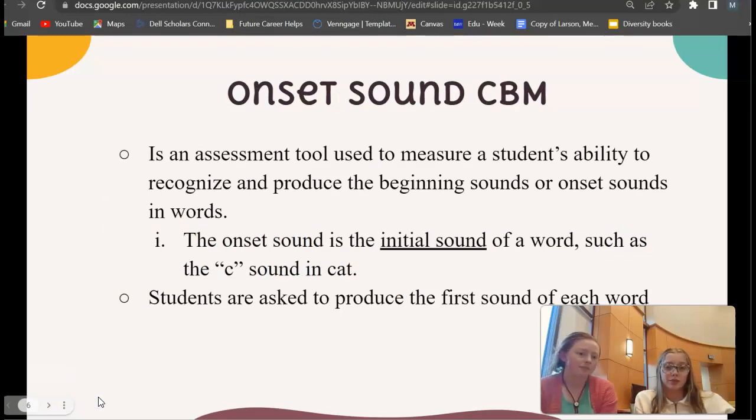So the first CBM that our chapter talked about was onset sound CBM. Onset sound is an assessment tool used to measure a student's ability to recognize and produce the beginning sounds, also known as onset sounds, in words. Students are asked to produce the first sound of each word. The onset sound is the initial sound of the word, such as the C, K in cat.